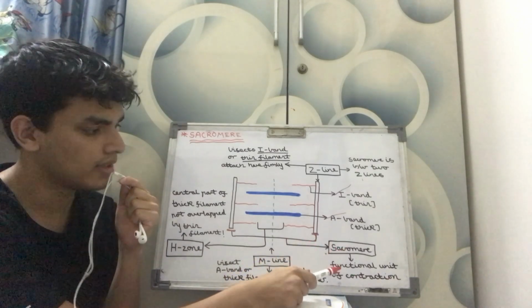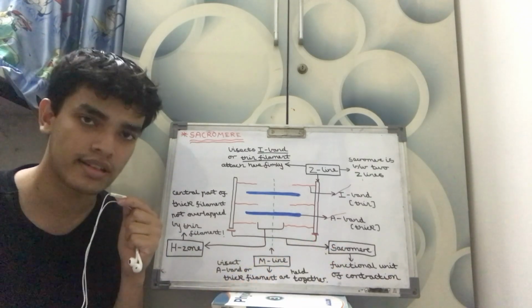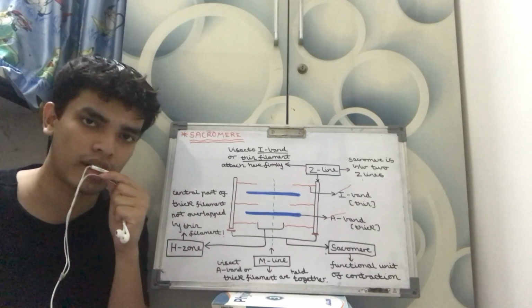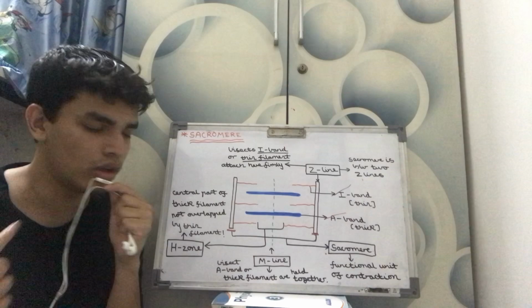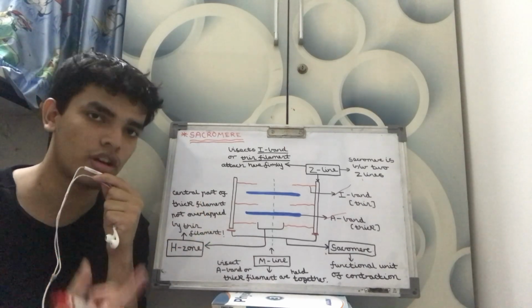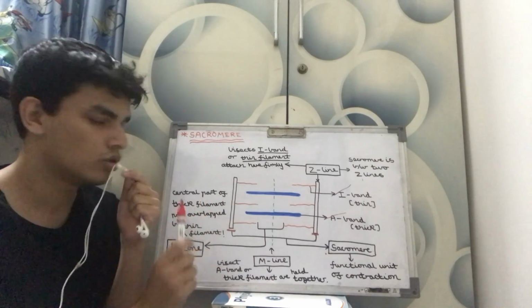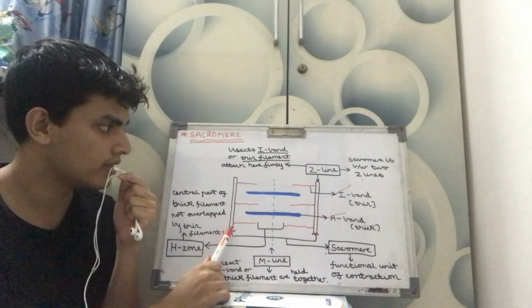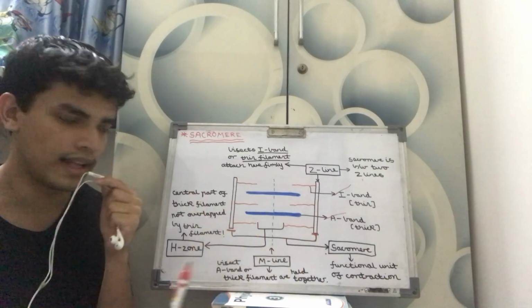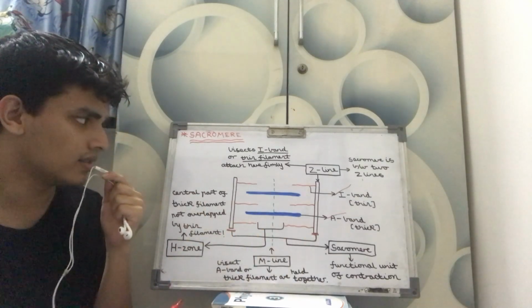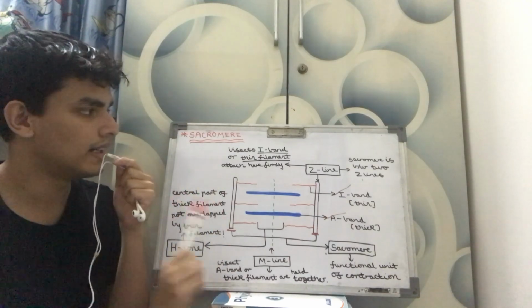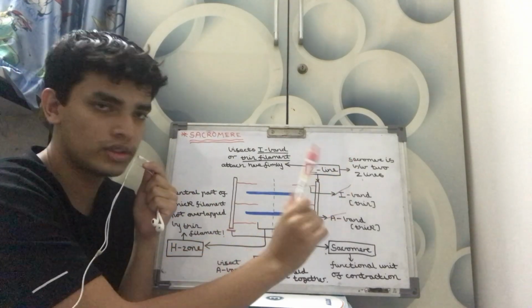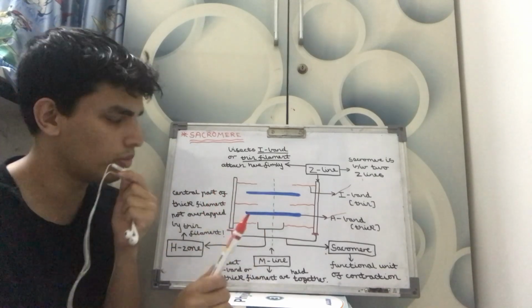What is the sarcomere? The sarcomere is the functional unit of contraction. Meaning when the mechanism of contraction occurs, everything happens in the sarcomere. It shrinks, it relaxes and all that. It happens in the sarcomere, so it is the functional unit of contraction. Again I'll repeat, the sarcomere is the area between two Z lines. Okay, so that is done.